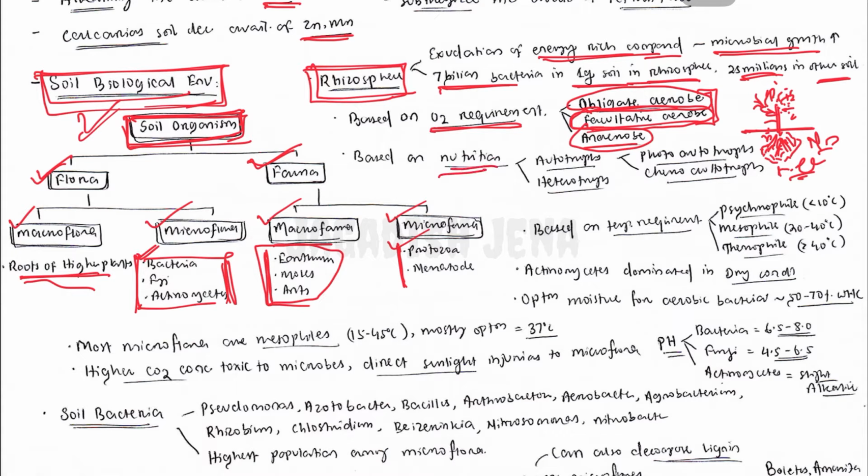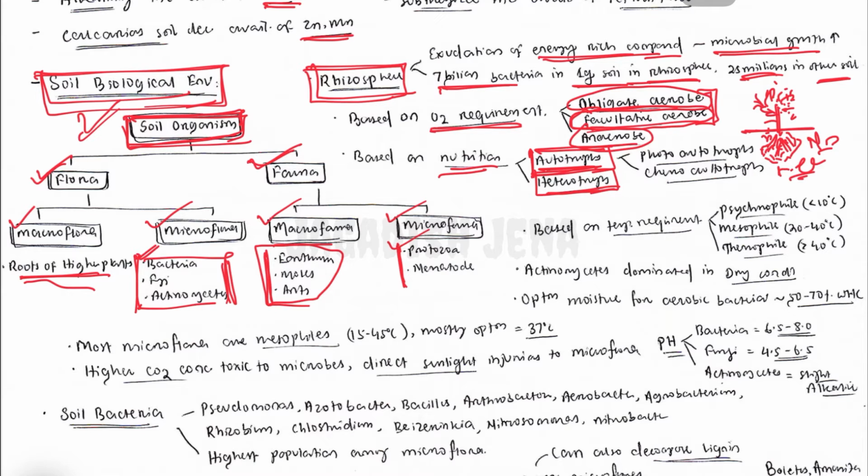Then based on nutrition, there are autotrophs and heterotrophs. Autotrophs means they can synthesize, or they can have their own food. Heterotrophs means they depend on other living organisms for their nutrition.